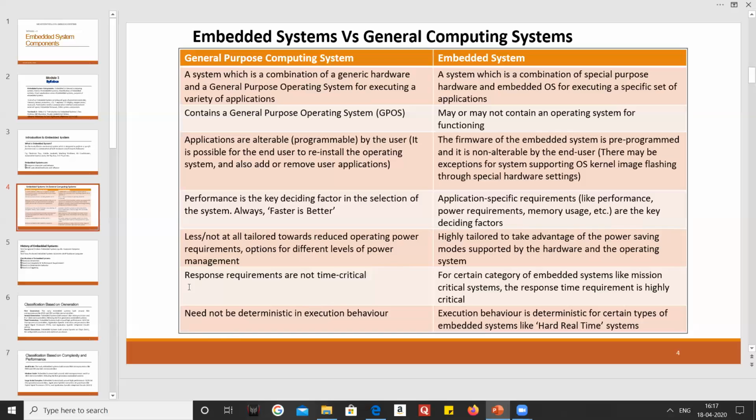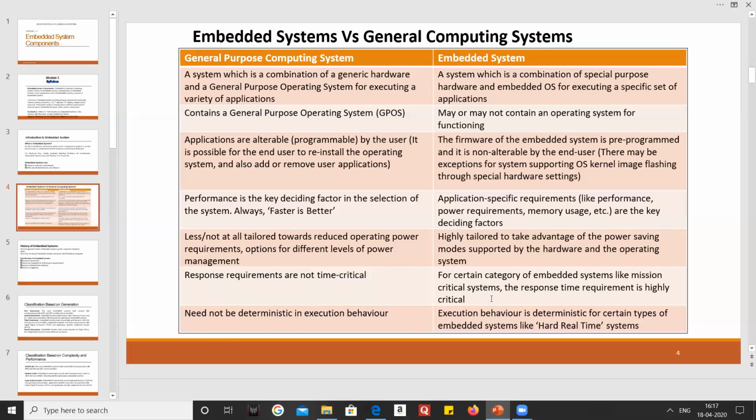Next difference. Response requirements are not time critical in a general purpose system, meaning while executing any program, if there is a delay in the output, you can still wait. That is not an issue. When you are downloading something, if it is taking time, you can still wait, not an issue. But in embedded systems also, some applications may not be critical. If you take toys or washing machines, it is not that critical.